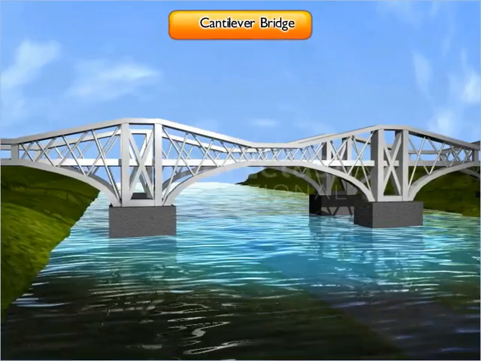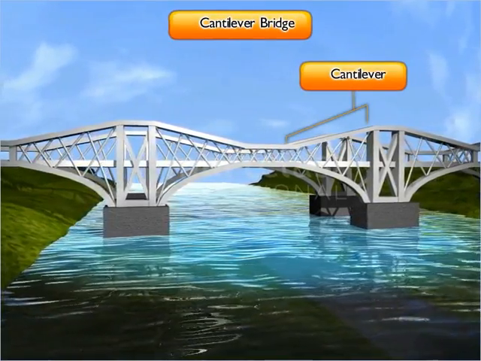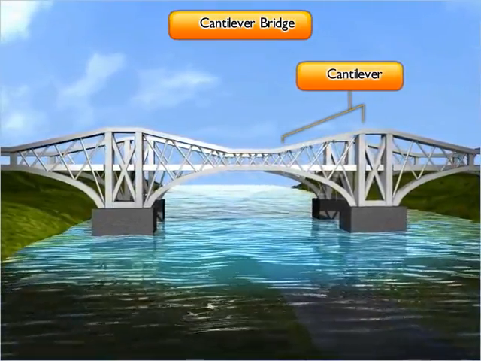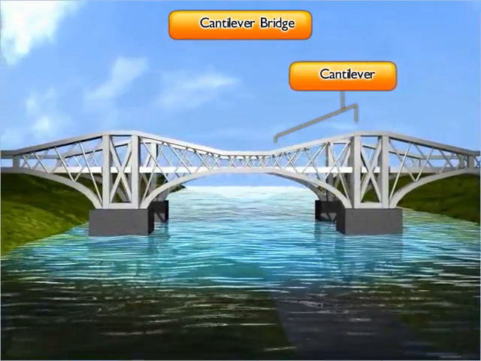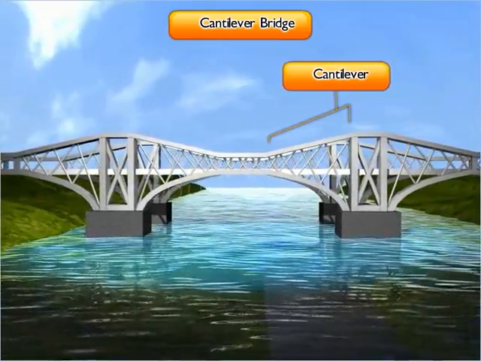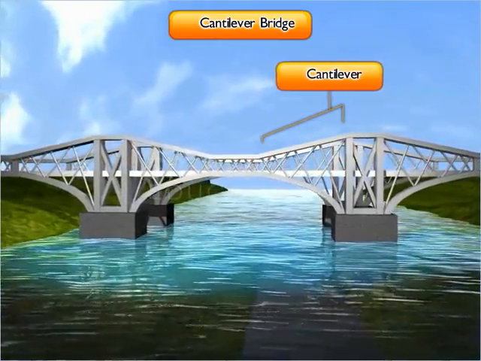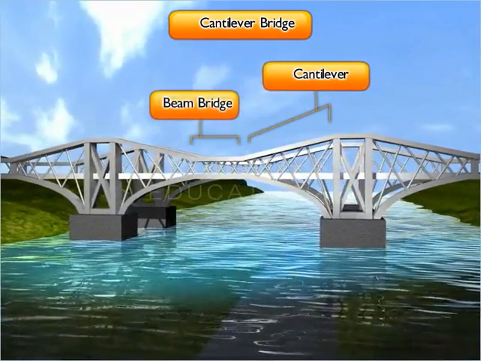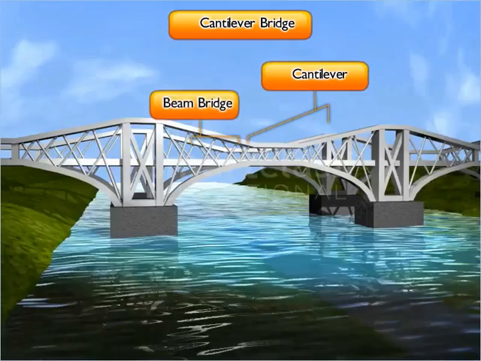The cantilever bridge is built using cantilevers, which are horizontal beams supported on only one end but unsupported at the other, like diving boards. The cantilever bridges normally use pairs of cantilevers back to back with a short beam bridge in between the cantilevers.